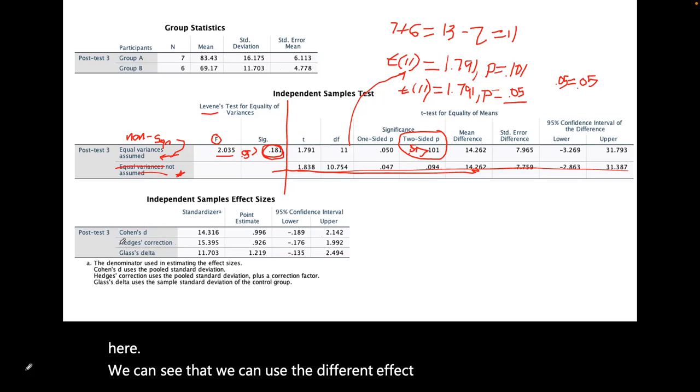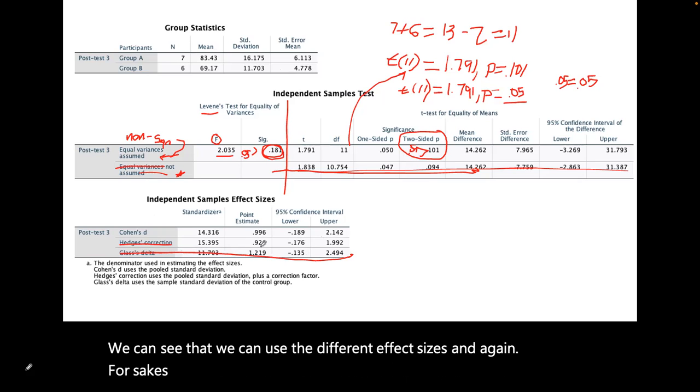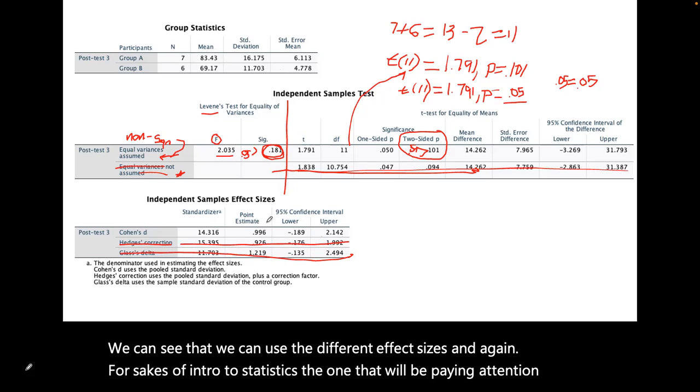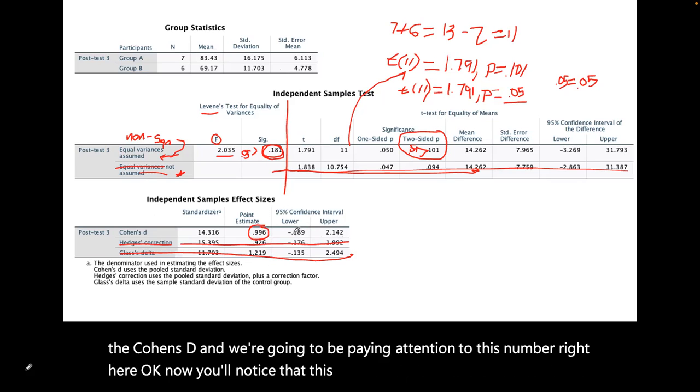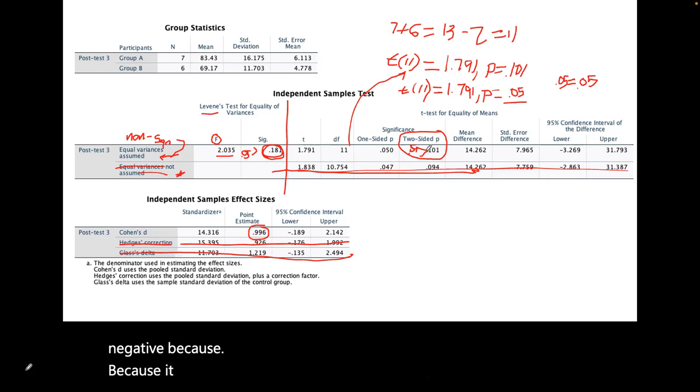Now down here, we can see that we can use the different effect sizes. And again, for sake of intro to statistics, the one that we'll be paying attention to is the Cohen's d, and we're going to be paying attention to this number right here. Now you'll notice that this is negative. This one is negative because it does it on a two-tailed confidence interval range. So just so you know that.